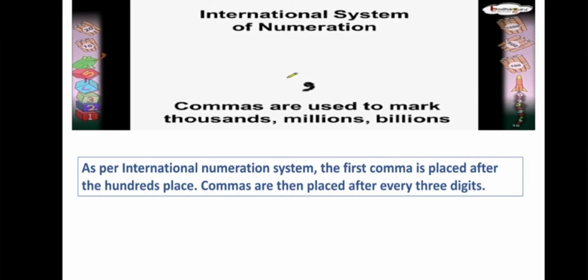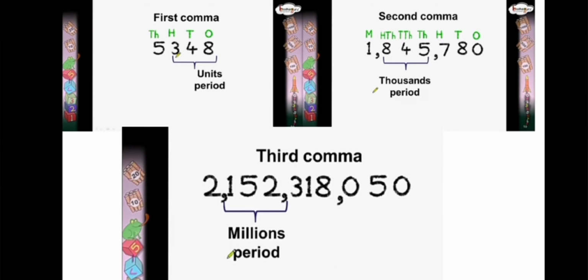Okay students, now how will we put commas in the international number system? So now let us learn to read and write using the international number system. As per the international numeration system, the first comma is placed after the hundreds place. Commas are then placed after every 3 digits. So here the examples are given.